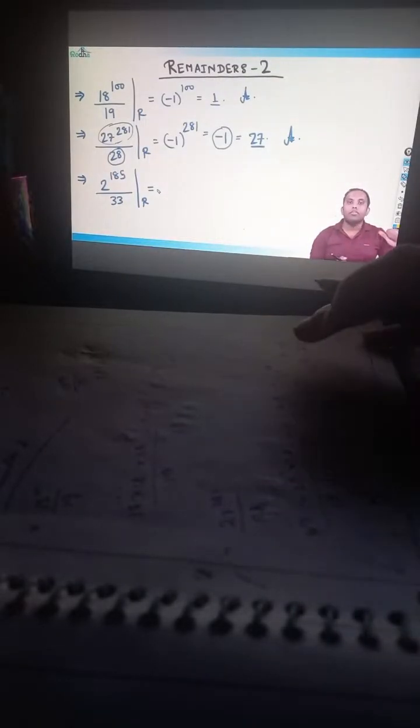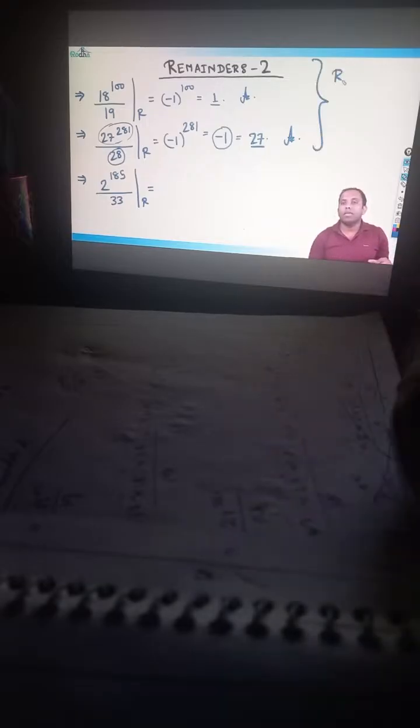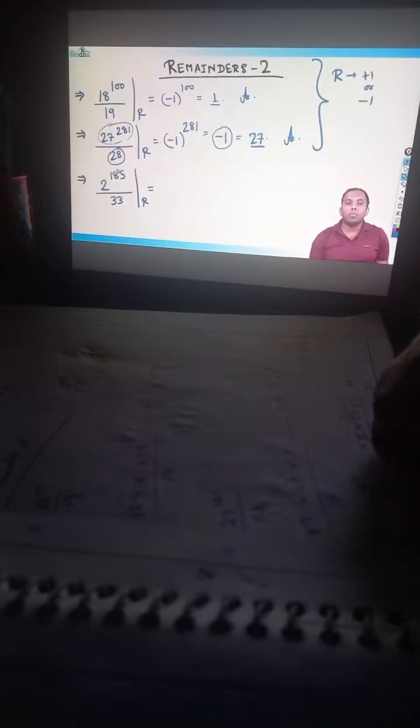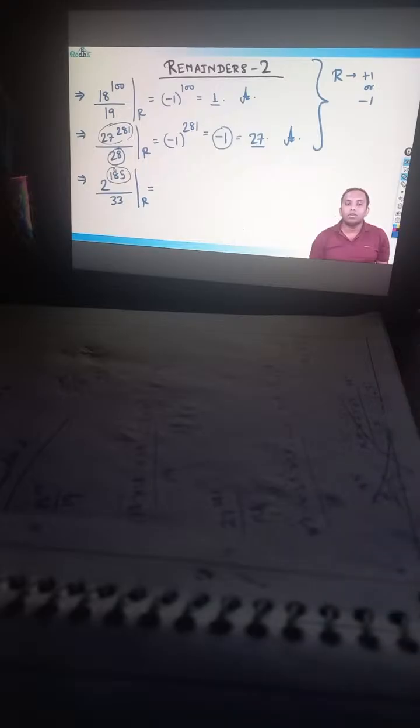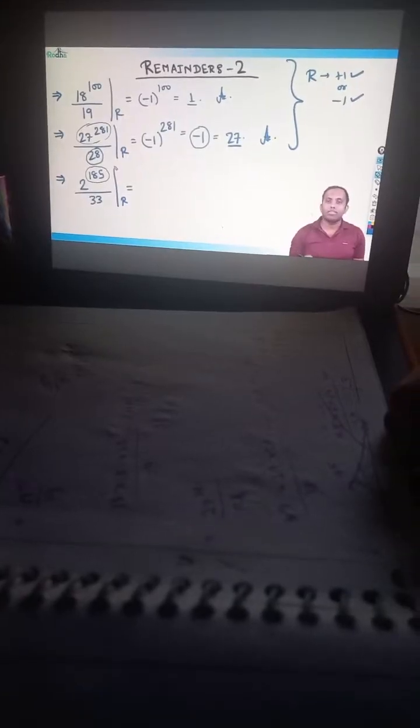But once you understand the concept, always in remainders we are looking to find the remainder to be plus 1 or minus 1. So that plus 1 power anything or minus 1 power anything doesn't bother us because it is very easy. 1 power anything is 1 only. Minus 1 power odd is minus 1. Minus 1 power even is 1. That's why I'm always converting to plus 1 or minus 1, so that the power rule is finished here.